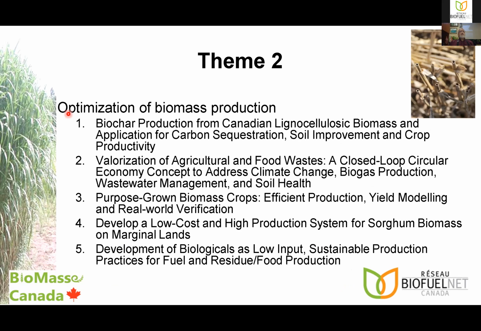Theme 2, here we are. This is the biggest one, optimization of biomass production. So biochar, one on biochar, so improve soil, et cetera. One on food wastes. So again, trying to make the best use of that material as a source of biomass. Purpose-grown biomass crops here. And here's another one, also purpose-grown biomass crops, in this case, a focus on sorghum, which as the climate change moves ahead could become more and more relevant. And then finally, development of biologicals. This is biostimulants, et cetera.